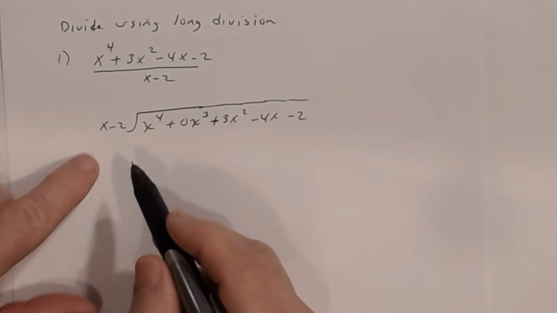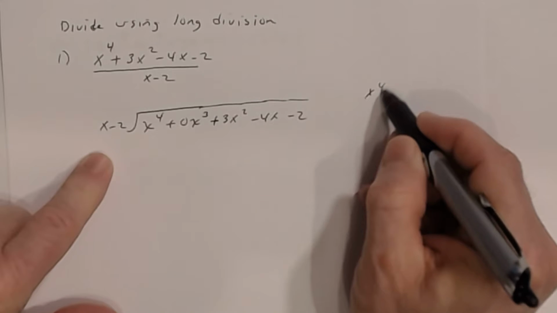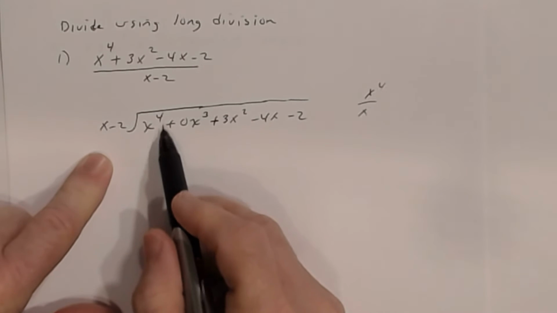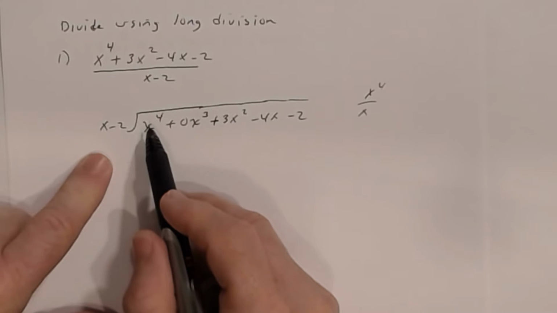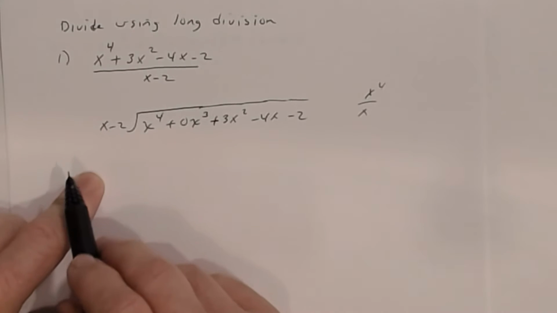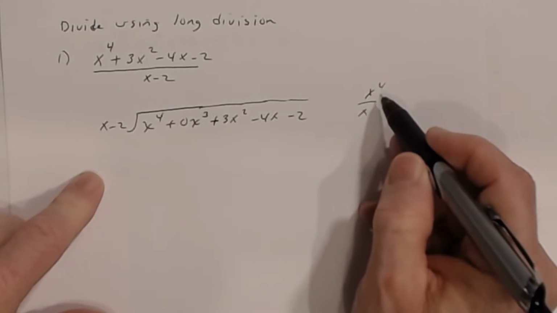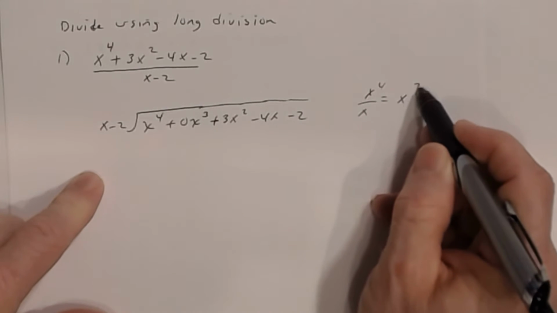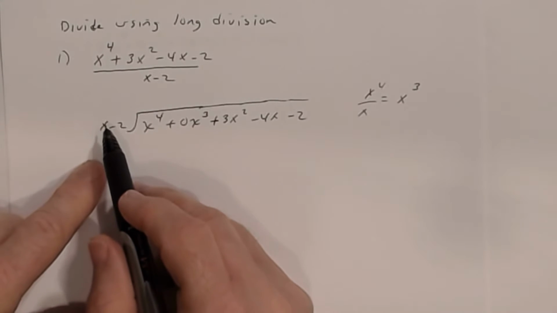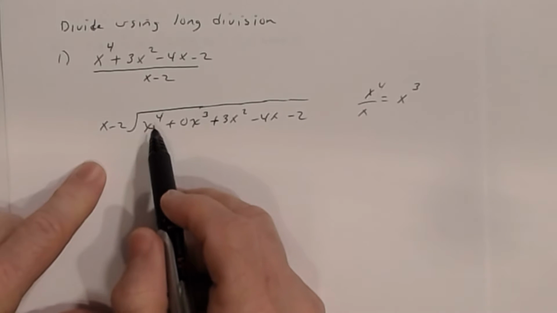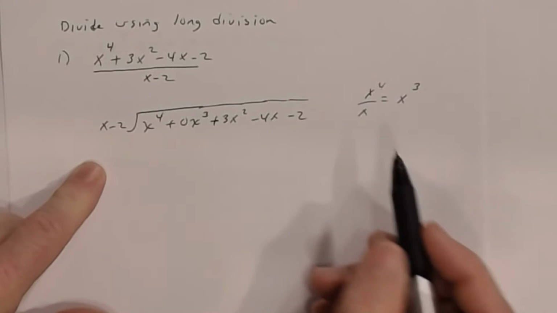When doing long division, remember it's first into first. So you're saying x to the fourth divided by x. You're taking the first term in the dividend and dividing it by the first term of the divisor. When you reduce this, x to the fourth divided by x gives you x cubed. It makes sense because you're asking yourself, x times what will give you x to the fourth? It will be x cubed. So x times x cubed is x to the fourth.